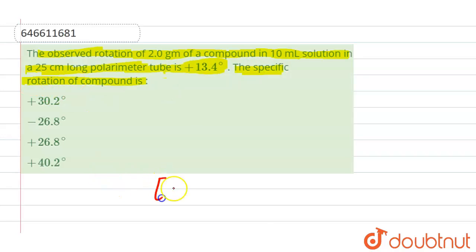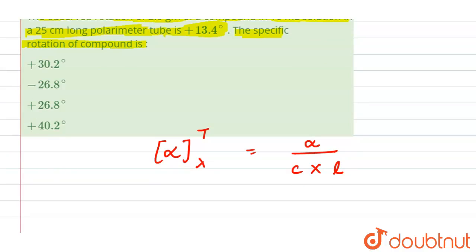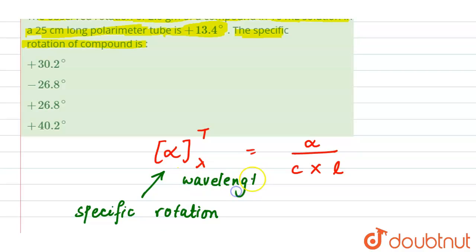We know that for the specific rotation we have this representation, [alpha] at T and lambda, equal to alpha upon C into L. Here this represents our specific rotation, lambda is the wavelength, T is the temperature, and alpha is the observed rotation.